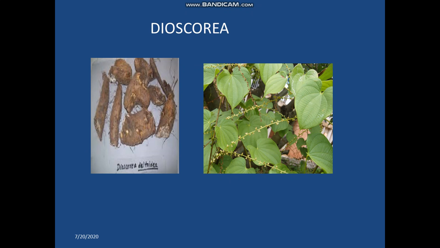Next is the Dioscorea. The bulb part is there in the diagram. Bulbs. Dioscorea deltoidea, Dioscorea bulbifera, Dioscoreaceae is the family, and it chiefly contains steroidal saponins. It is widely used in the synthesis of oral contraceptives.